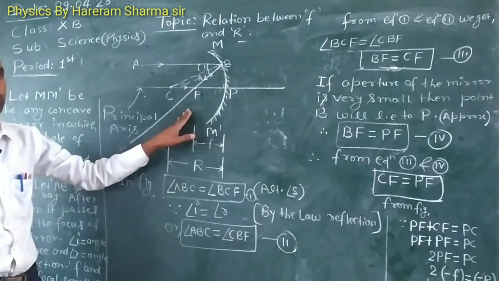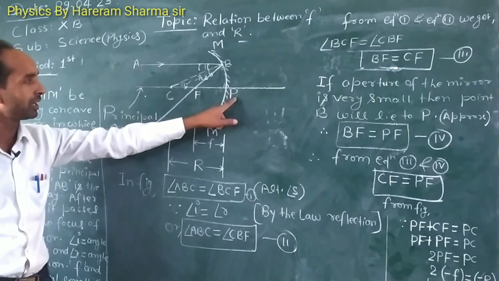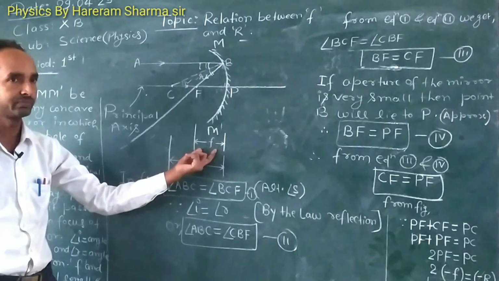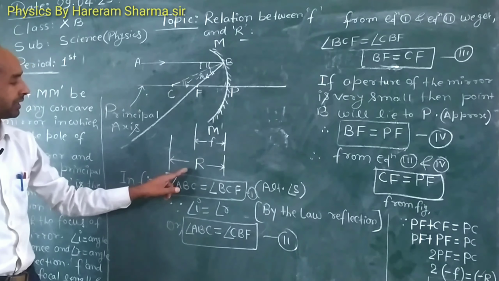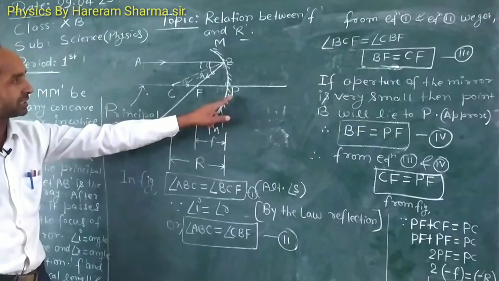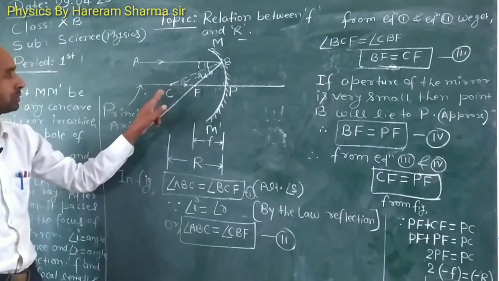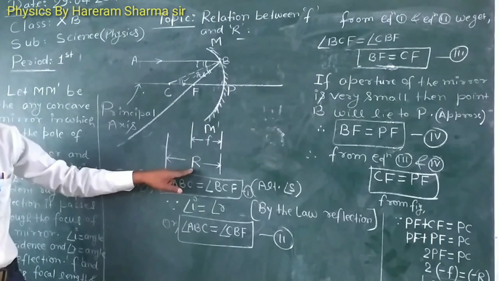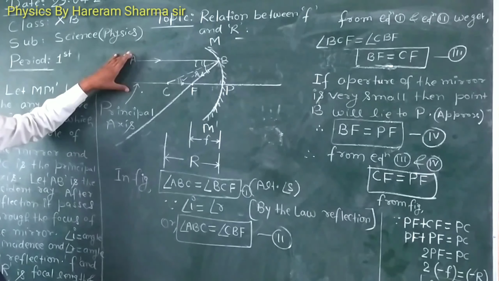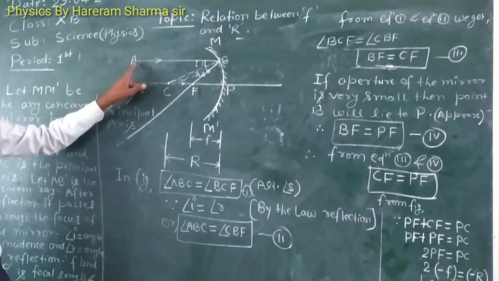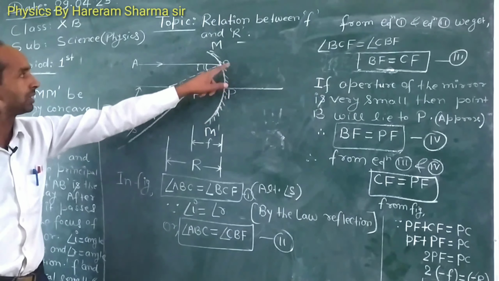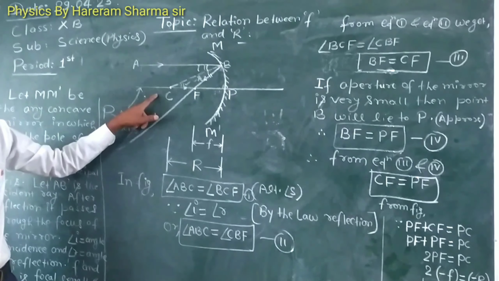Focal length, what is focal length? The distance between the pole of the mirror and the focus is called the focal length. Similarly, the radius of curvature is the distance from the pole of the mirror to the center of curvature, and it is denoted by R. In this figure, we see that AB is parallel to CP and the line BC intersects it.